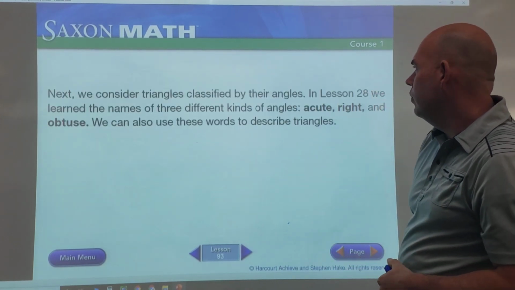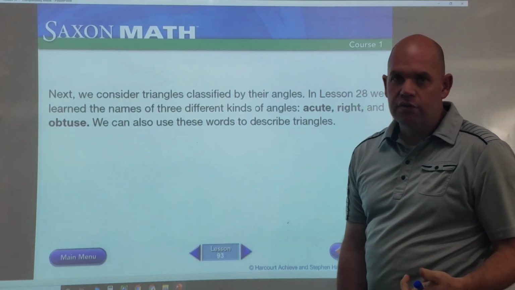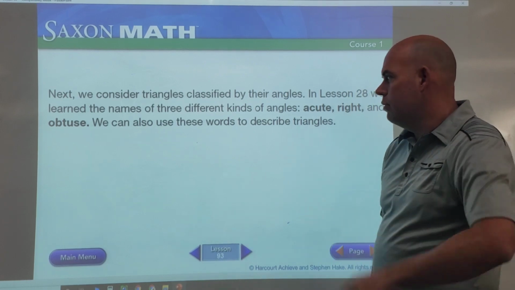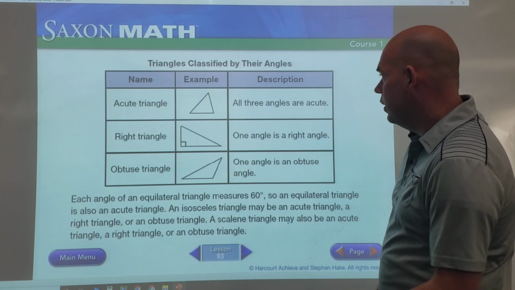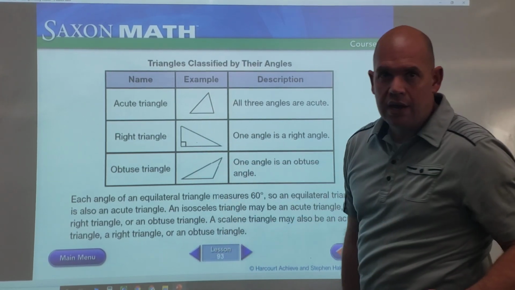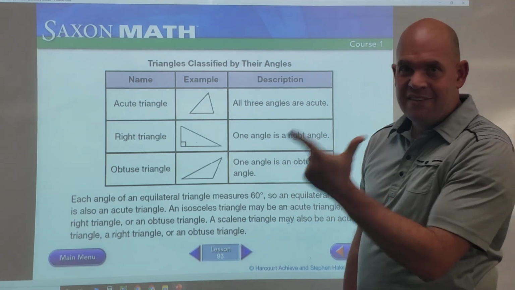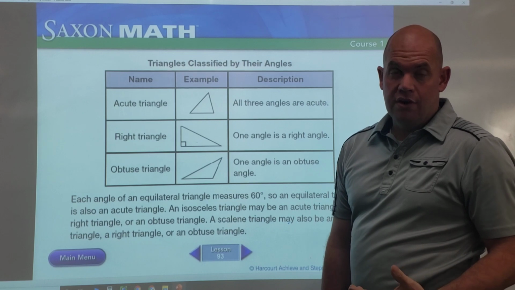All right, so now we look at their angles. In lesson 28, we learned the names of the different angles. So this one is a review on the names, but we're going to talk about why they are what they are. So an acute has all three angles being less than 90 degrees. That means they're less than a right angle. So if all three of them are less than 90 degrees, that's acute.